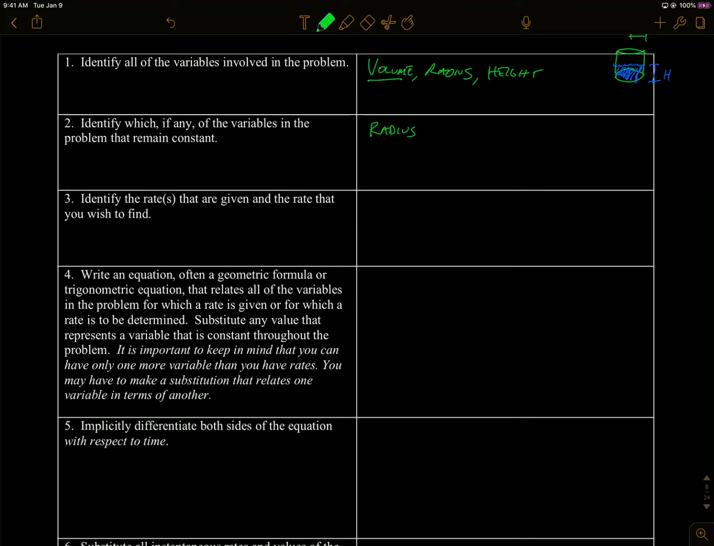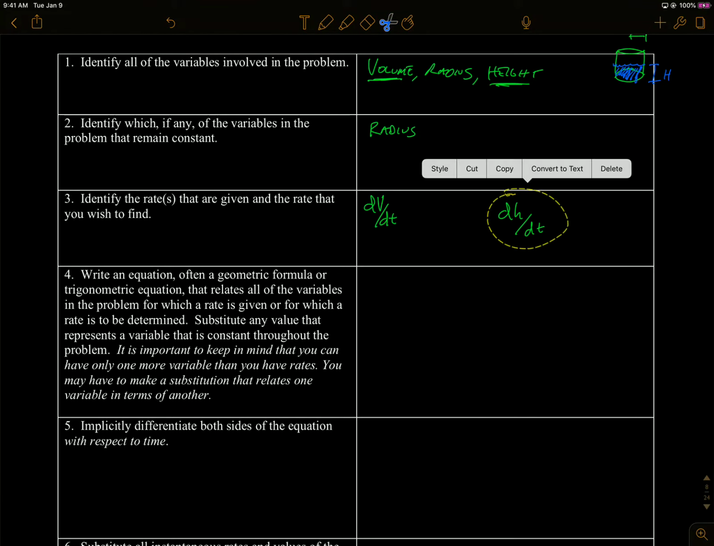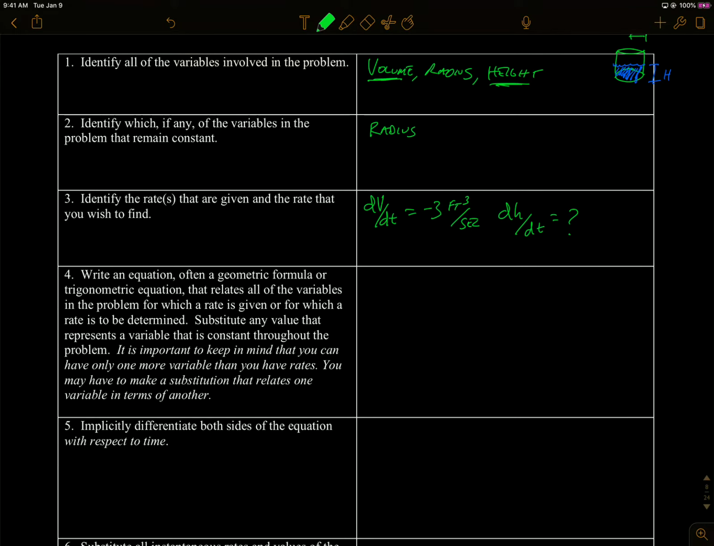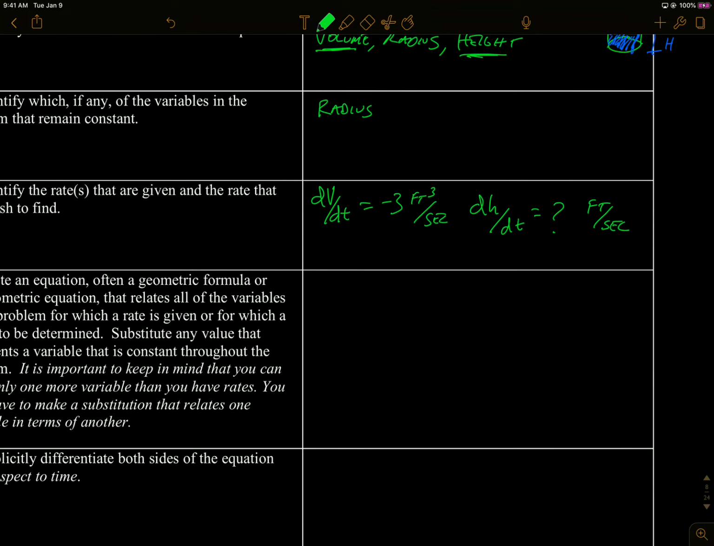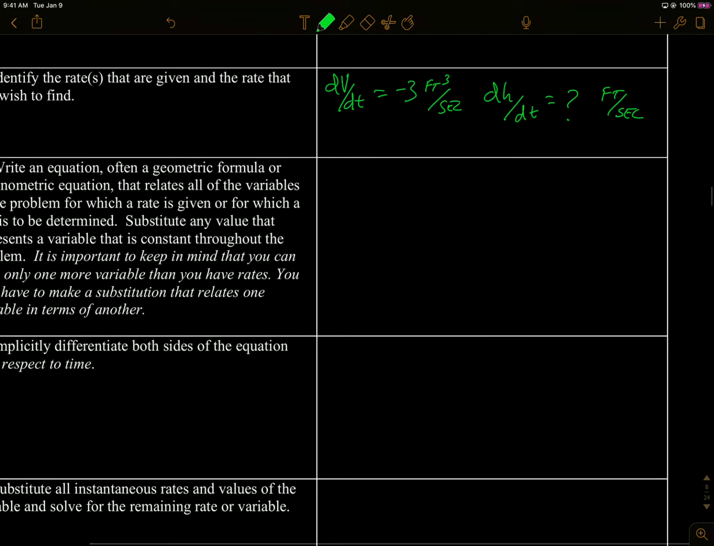So from the ones that are still changing, the volume and the height, those are going to turn into rates. So we've got the rate of change of volume with respect to time, and we also have the rate of change of height with respect to time. They tell us the rate of change of the volume is -3 cubic feet per second. And dh/dt is what we're finding, and it should be in feet per second because the rate of change of a height is a linear distance.